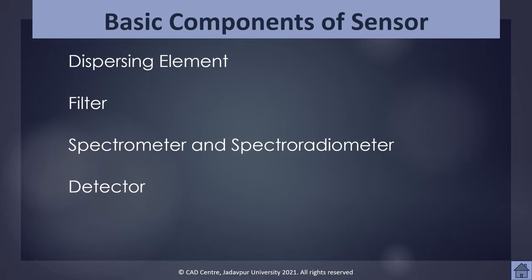Other than this, we also have filters. Filters are used to subtract some unwanted energy and allow a selective portion of the energy to pass. Then we have the spectrometer and spectroradiometer. These two devices are principally similar, but the term spectroradiometer is used in multispectral remote sensing, and the term spectrometer is preserved for hyperspectral remote sensing. Other than this, we also have the detector, which detects the light or incoming energy.